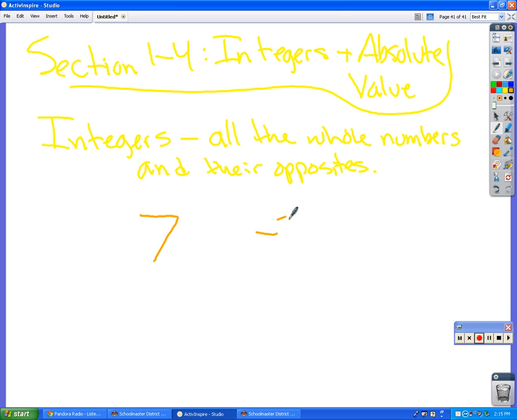Negative 7. Okay? So basically when we're talking about whole numbers, we're only talking about positive numbers. When we're talking about integers, we're talking about the positive numbers and the negative numbers, okay? So both of those mixed in there together, all right? Okay, you got that? Yep. Yeah, we all have it. You all have it, all right.